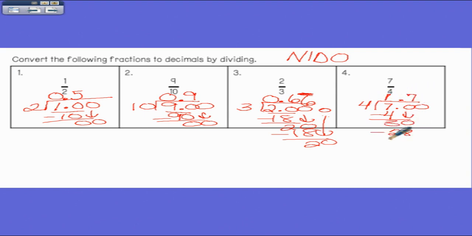So we are going to use that 7 because that's the closest without going over. And I get 28. I subtract and bring down a 0. Does 4 go into 20? Yes. 4 times 5 is 20. And that gives us no remainder. So we are done. This is how we convert a fraction to a decimal using division.